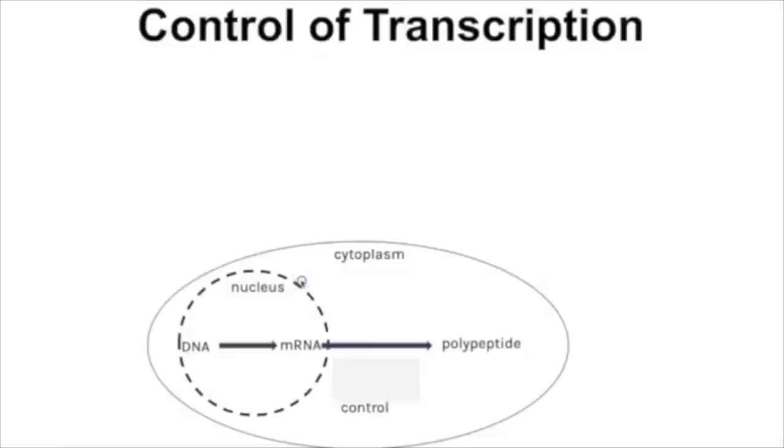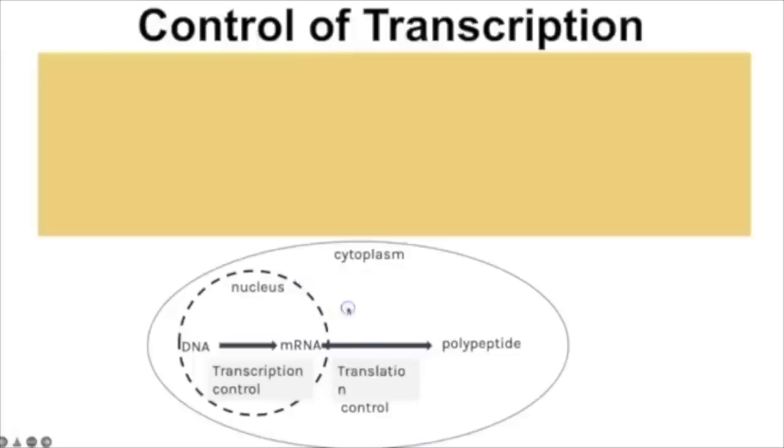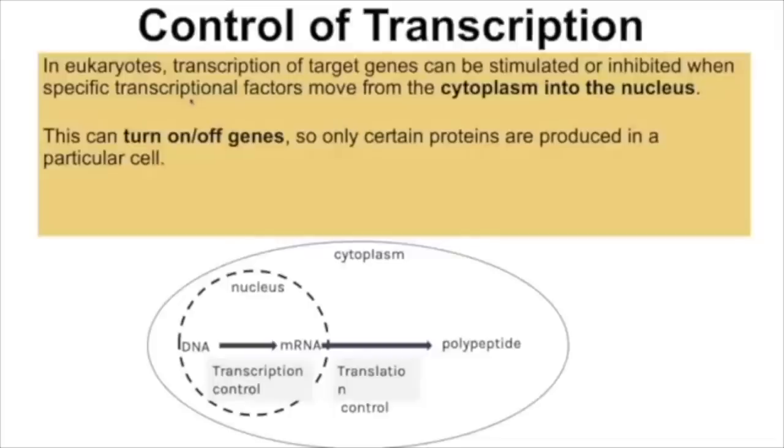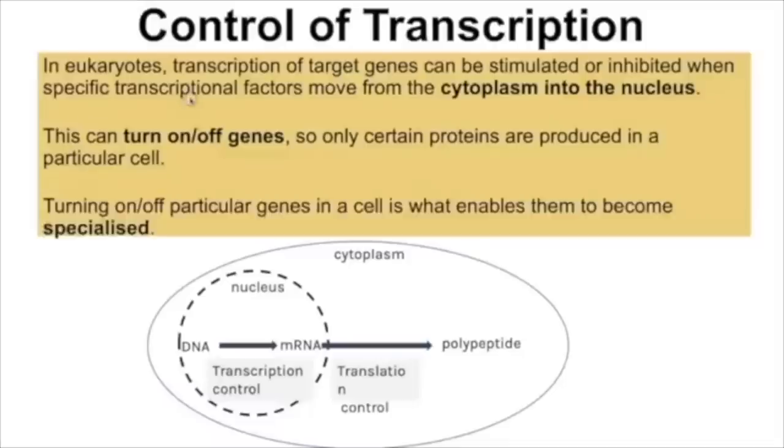And that leads us into transcription factors. So this is how transcription is controlled. We'll be looking at how translation is controlled later. So in eukaryotes, the transcription of target genes is stimulated or inhibited when specific transcriptional factors move from the cytoplasm into the nucleus. And when they do that, they can bind to receptors in the DNA to either turn on or off genes. And what that means is that gene will either be transcribed or it won't, and therefore the protein will either be coded for and created or not. And it's this turning on and off genes which makes cells specialized.